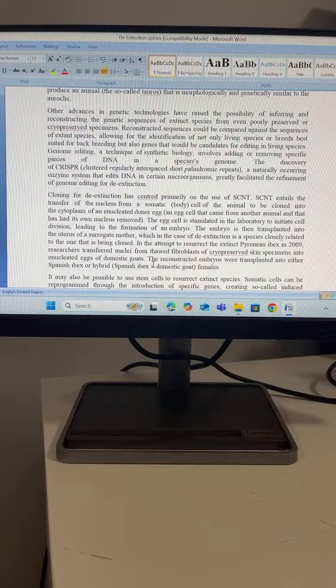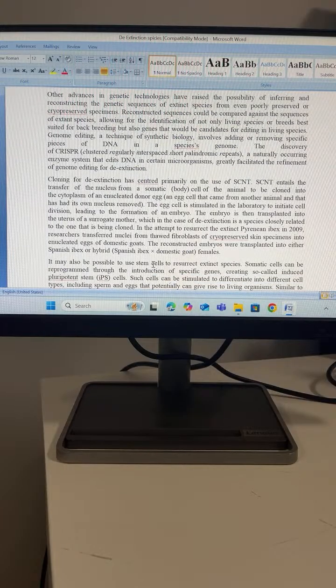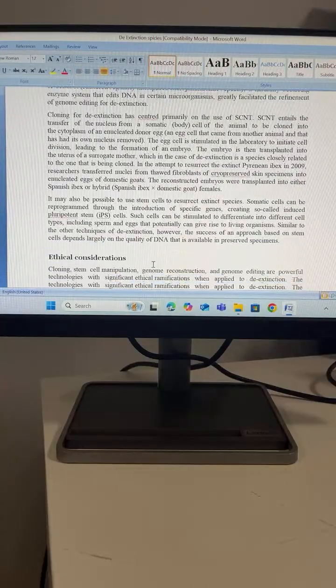In the attempt to resurrect the extinct Pyrenean ibex in 2009, researchers transferred nuclei from fibroblasts of cryopreserved skin specimens into enucleated eggs of domestic goats. The reconstructed embryos were transplanted into either Spanish ibex or hybrid females. It may be possible to use stem cells to resurrect extinct species.